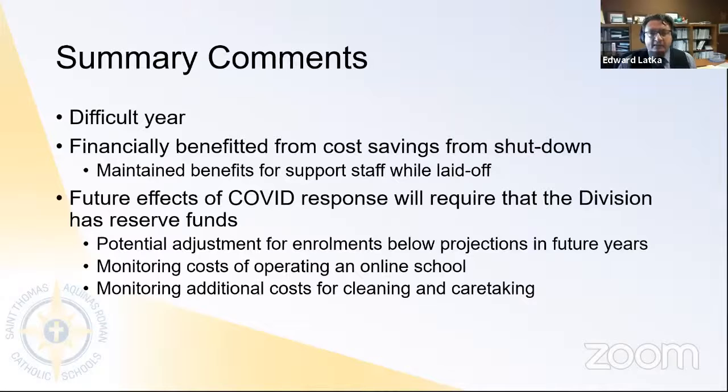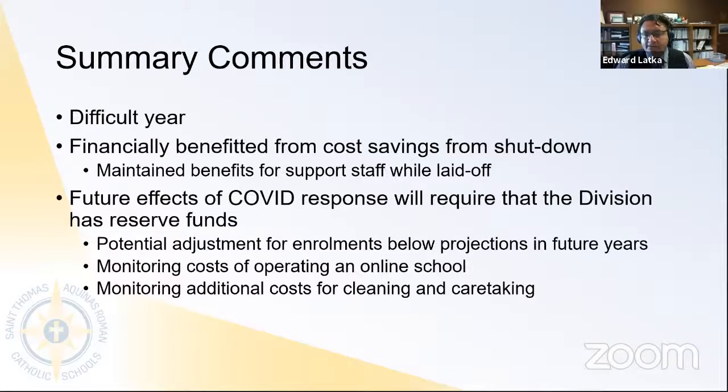So my summary comments about our audited financial statements and our final financial picture is, to put it mildly, last year was a difficult year. But financially, we benefited from the cost savings of the shutdown. We were able to maintain benefits for support staff who were laid off. Again, that pastoral perspective that we carry as a school board and a school division. We still are not out of COVID. We're not out of the pandemic response. We still have future effects that will require that the division has reserve funds.